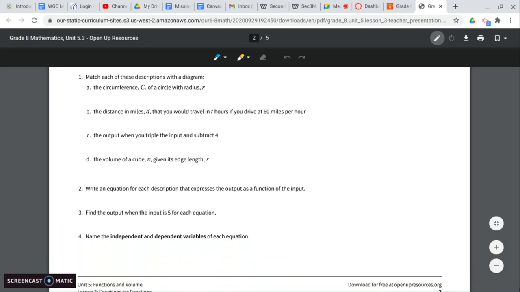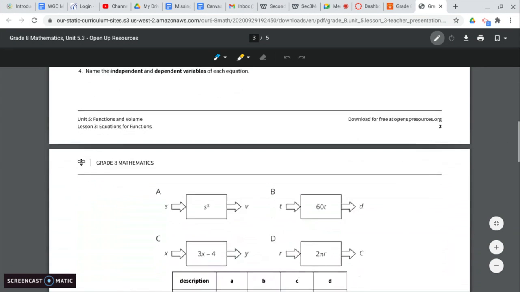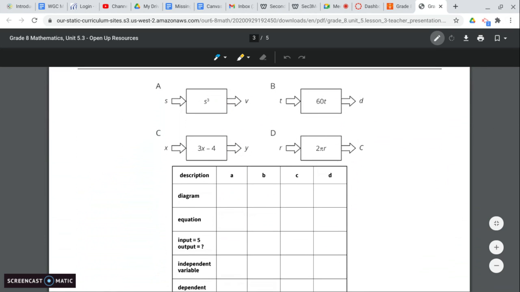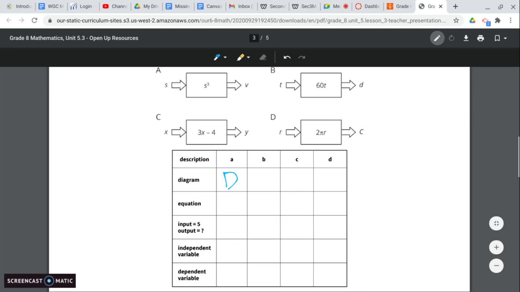So the circumference C of a circle with radius R. So if we look, here are our diagrams. Which one of these diagrams represents that equation? Well, that would be this one here, D. So description A, diagram D. Sorry, the table's a little confusing. Diagram D. Now our equation would be C equals 2 pi r.